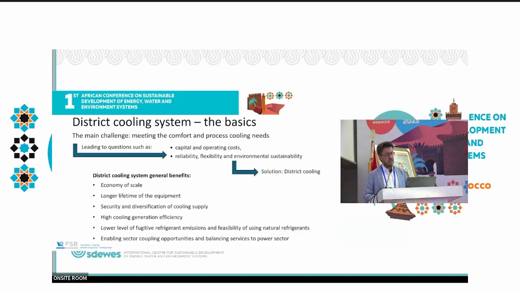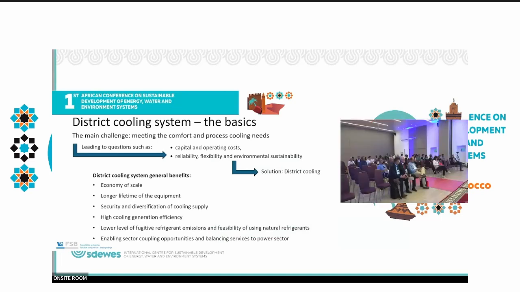So when we talk about the main challenges, of course, we want to meet comfort and process cooling needs. We are constrained by capital and operating costs, reliability and flexibility, and different kinds of environmental loading. So in what way does district cooling alleviate those concerns for building owners or industry owners? On one side, you can right away identify economy of scale. It allows you lower costs in both CapEx and OpEx, and it allows you better reliability regarding equipment.